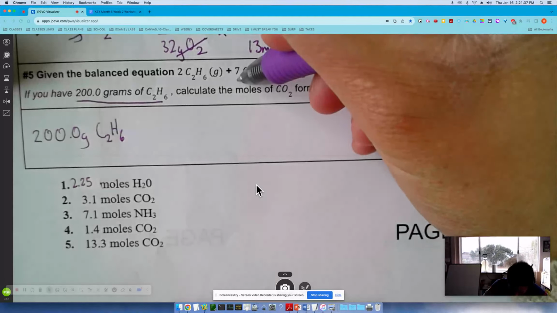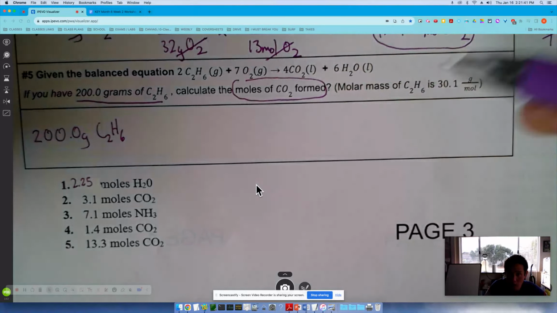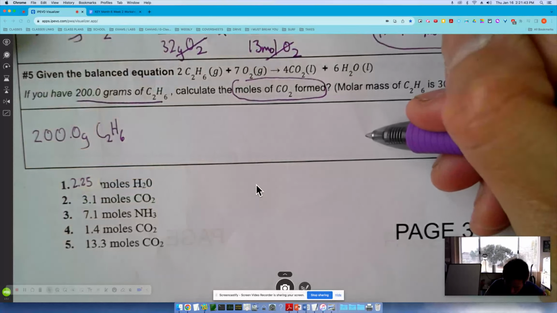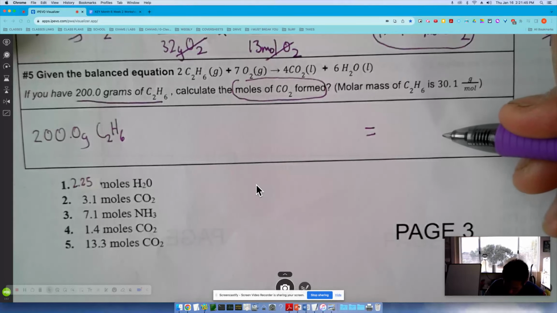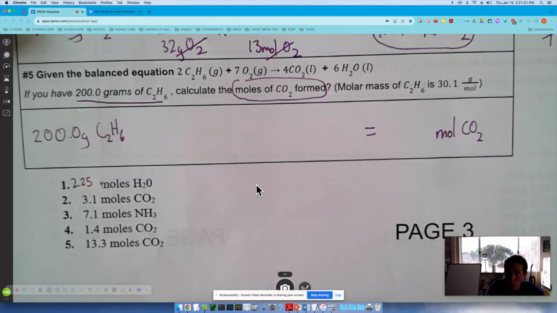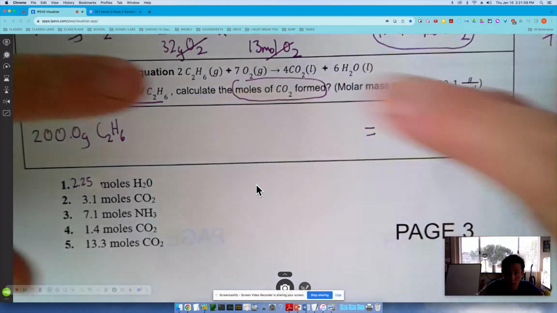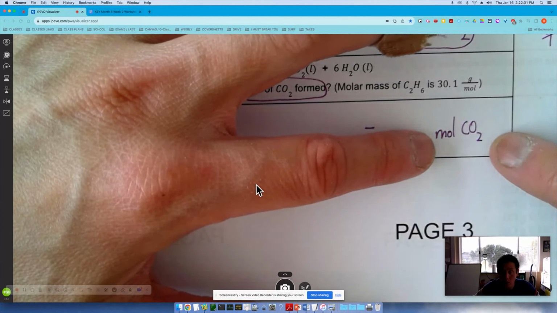We're going to need to calculate the moles of CO2 formed. So I'm going to circle that. I'm going to write equals that. This is where my final answer should be, and it should say moles of CO2. It should only have the units of moles of CO2.